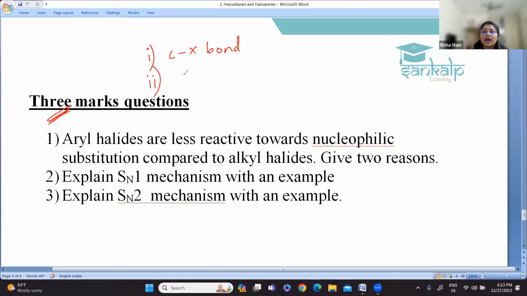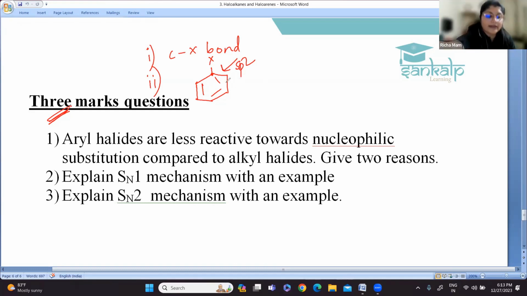Second point is what? The carbon which is there in the haloarene. So this is the haloarene, right? The carbon which is attached to the halogen, this carbon is sp2 hybridized, and it has more s character and hence is more electronegative. So it can hold the electron pair of the C-X bond more tightly. So this is the second point.